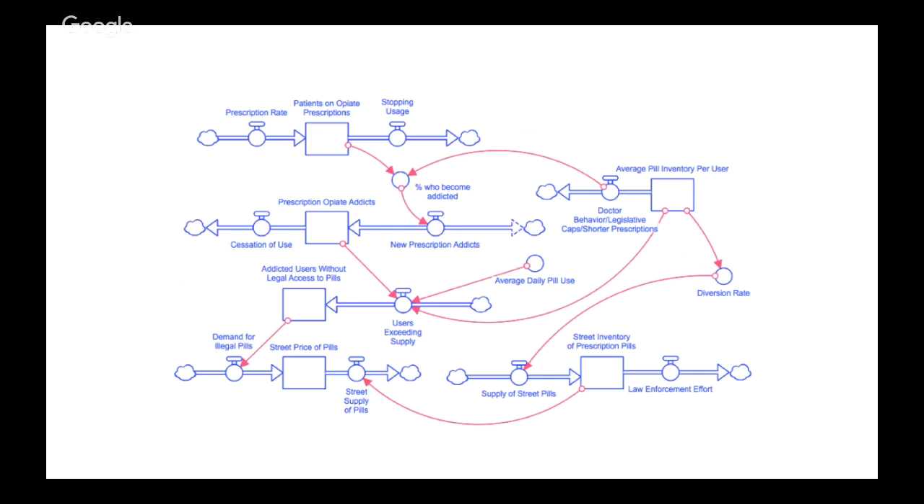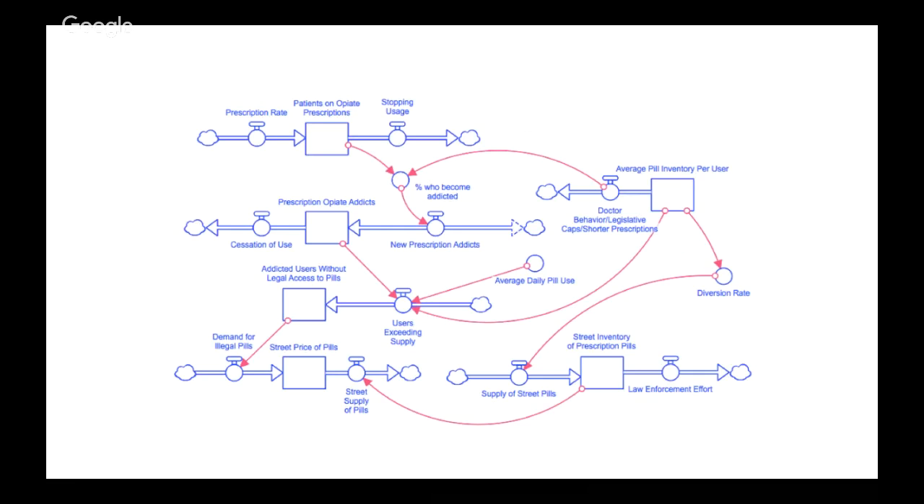So you have some known, or predictable percentage becoming addicted, using up all of the pills that they've been prescribed, and then becoming captured by this stock that we call addicted users without legal access to pills. And the bigger that number is, the more pressure there is on the street supply of pills, and the higher the street price goes. Law enforcement actions to restrict supply also increase the price.